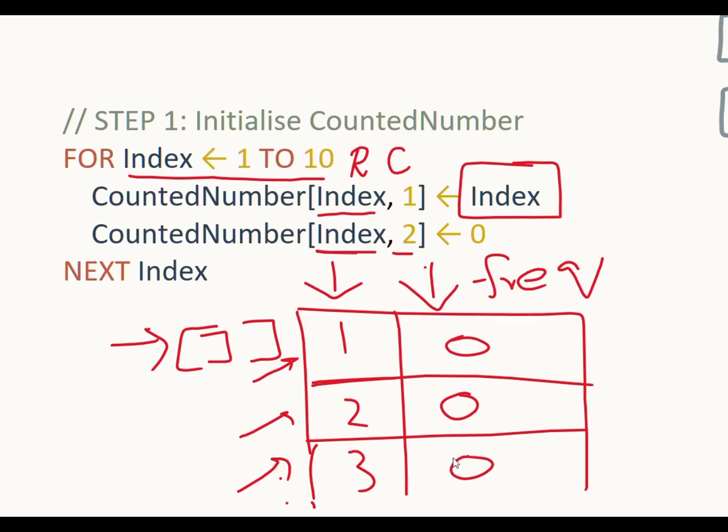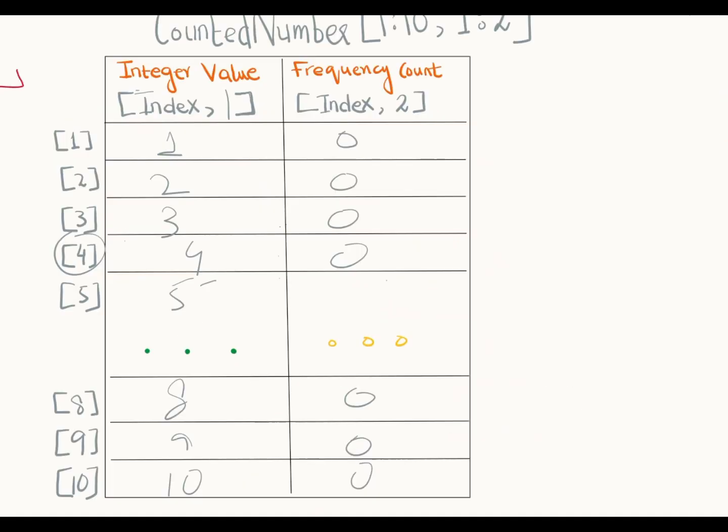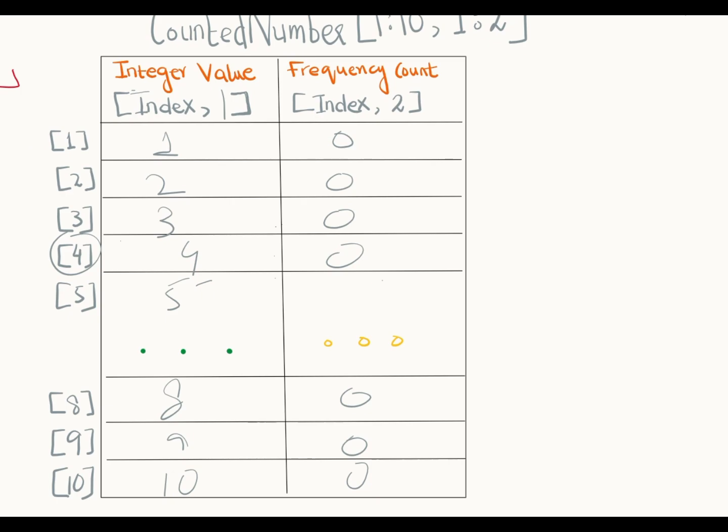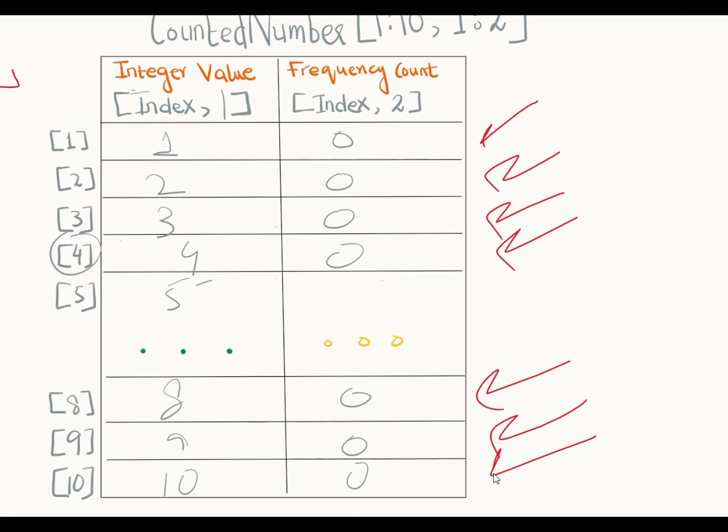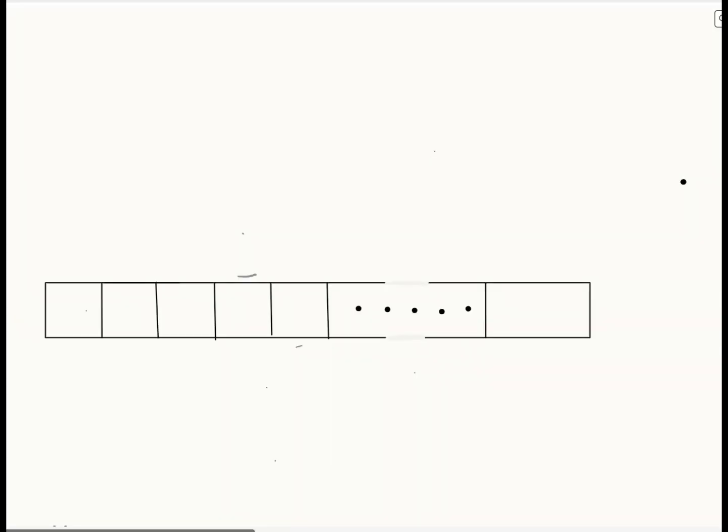So in this counted number array, in the second column you have to set everything to 0, and in the first column you have to just store the index values from 1 to 10. Here is an example of a counted number array which has 10 rows and 2 columns. The second column is set to 0 because there are no frequencies generated yet. We haven't calculated everything. And these are the index 1, 2, 3, 4, 5, 6, 7, 8, 9, 10. So the first column is set to index values and the second column is everything set to 0. Okay, so we have initialized our first array, counted number.